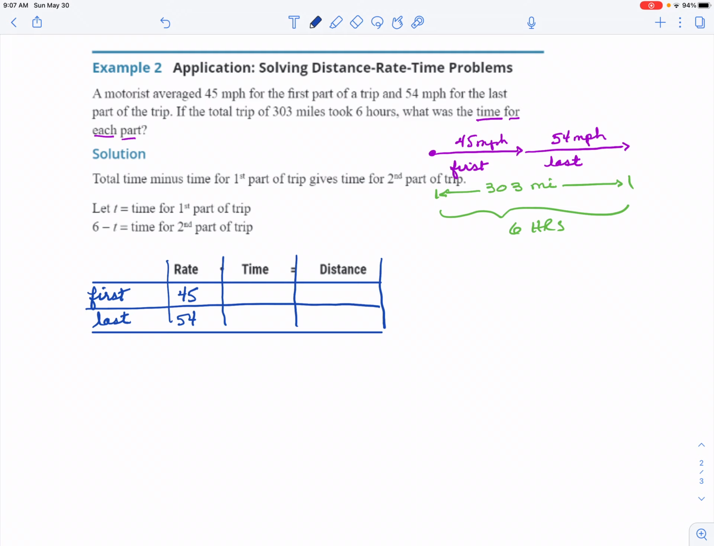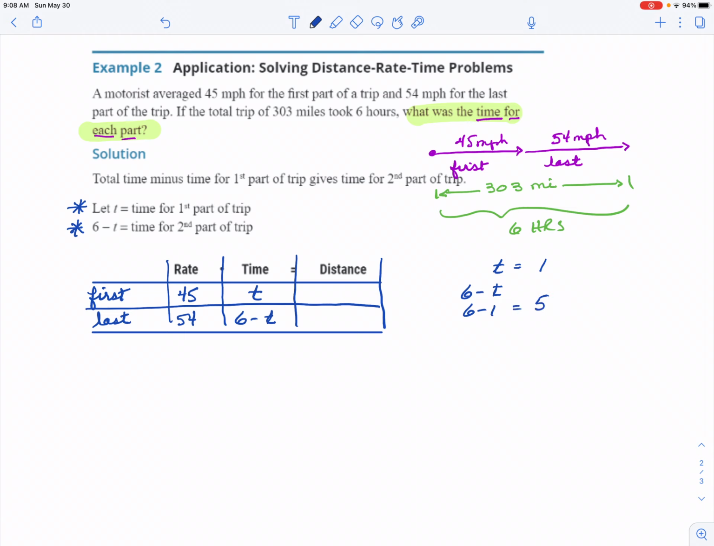So we're looking for the time for each part. Remember I said go to the question to see what you're looking for. You're looking for the time for each part. And you can see I left this in here. They've assigned T to the first part of the trip. And they've assigned 6 subtract T for the second part of the trip. So let me see if I can talk you through that. So if the first part of the trip is 1 hour, then what is 6 minus T?